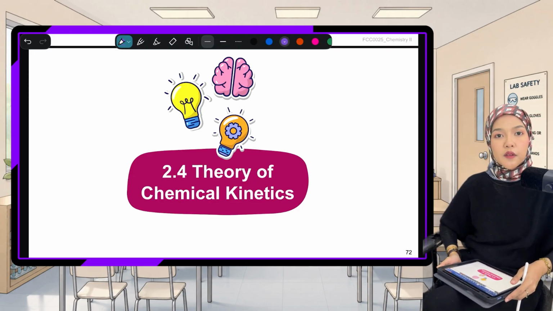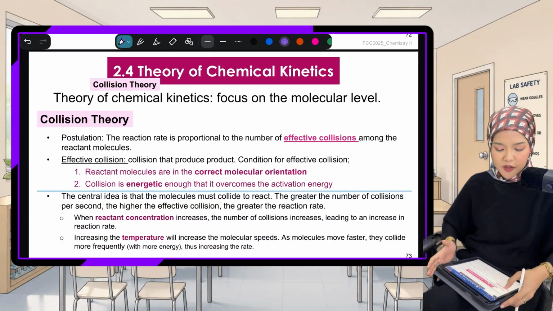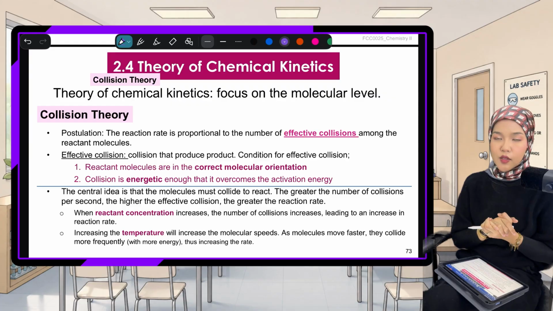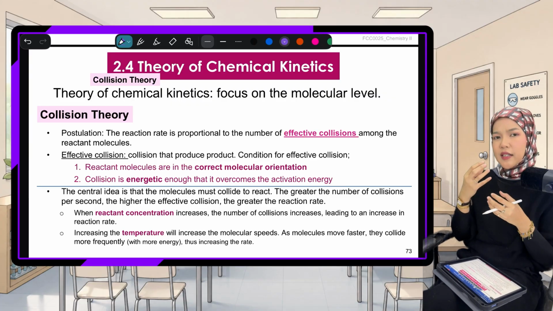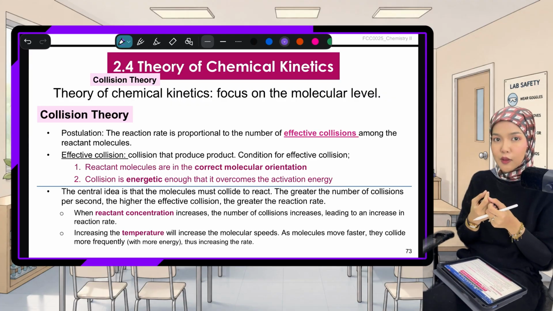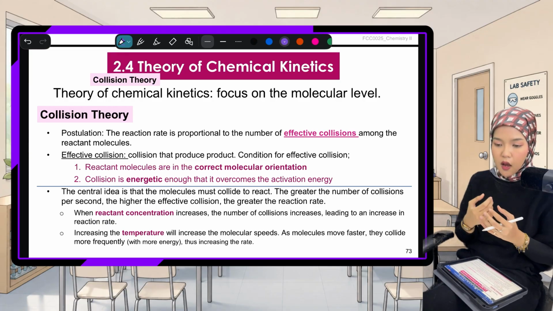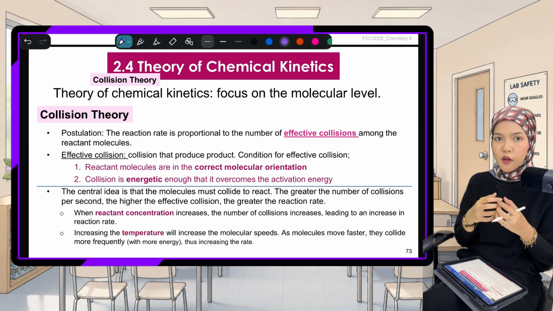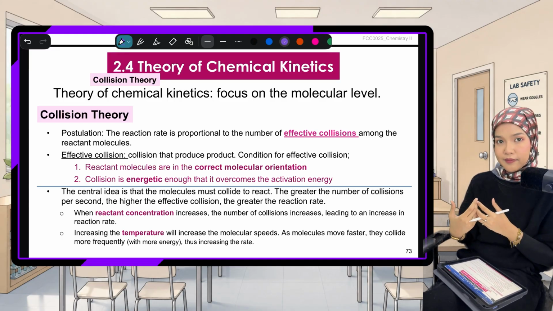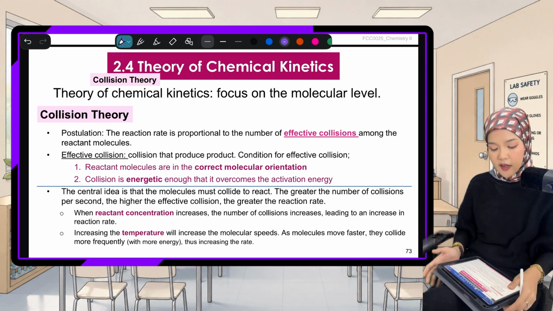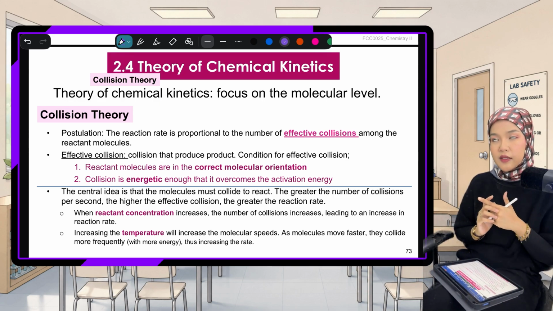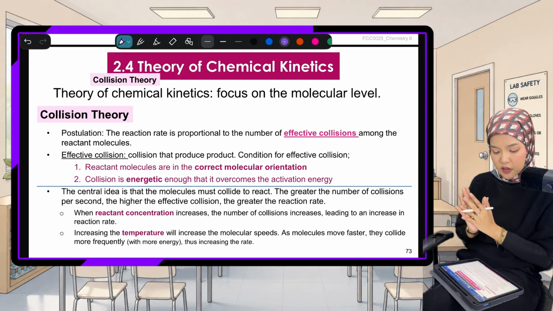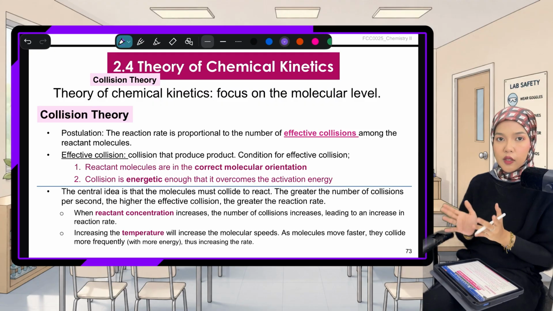Okay, now with regards to the theory of chemical kinetics, what are we going to learn here? We are going to look into what actually happens at the chemistry level, which is the molecular level of the reactants and products, and what actually happens for the reaction to occur. And what does the postulation say? It says that the reaction rate is proportional to the number of effective collisions among the reactant molecules.